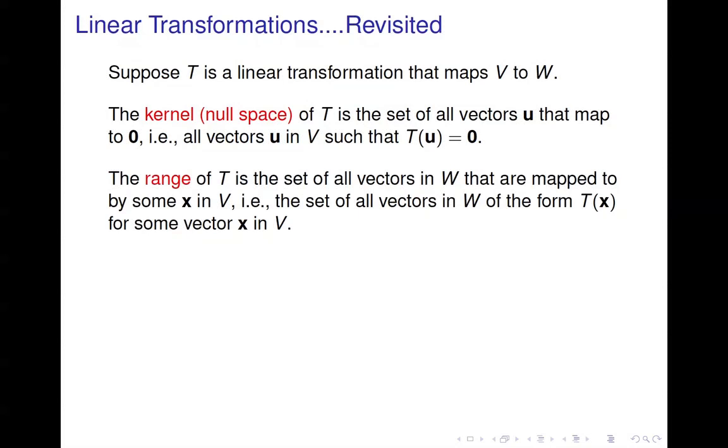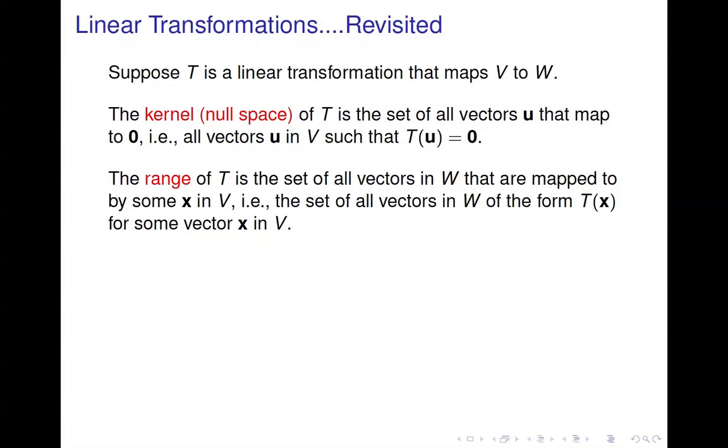The range of a transformation is the set of all vectors that get mapped to. So the range is in the codomain. Sometimes it's all of the codomain, sometimes not, but the range is the set of all vectors that get mapped to by some vector from the domain.